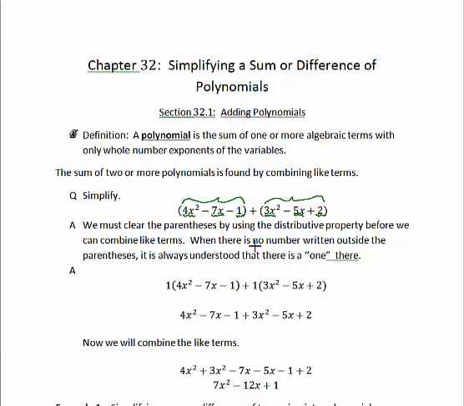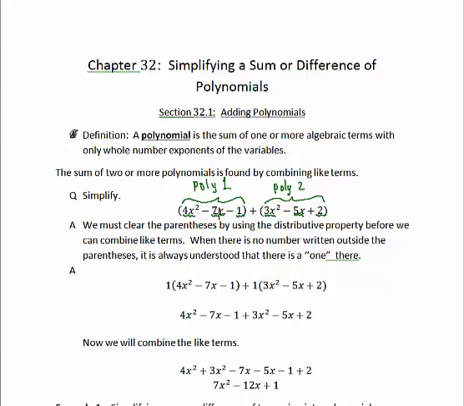It wants us to simplify this sum. This is polynomial 1 and polynomial 2. A polynomial is simply when we have variables: we have x squared, x, and a term with no variable, and then we have another x squared and x term.